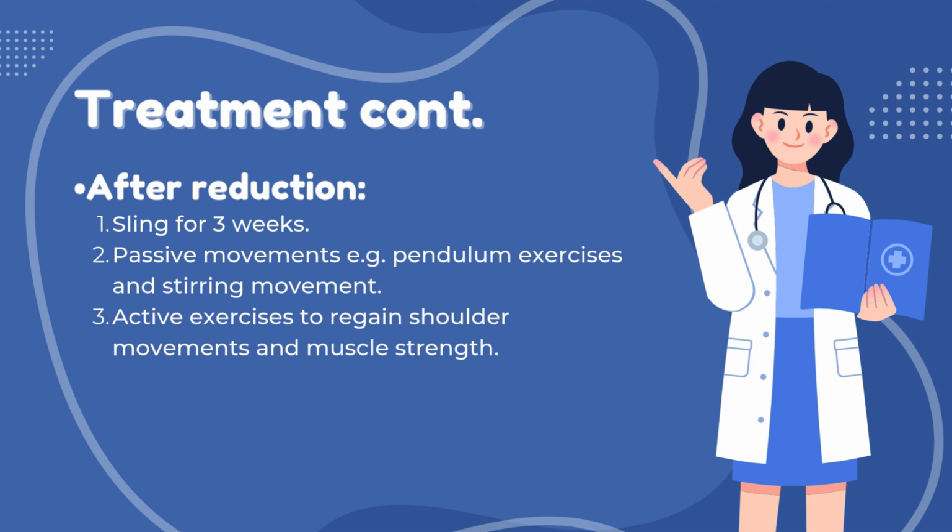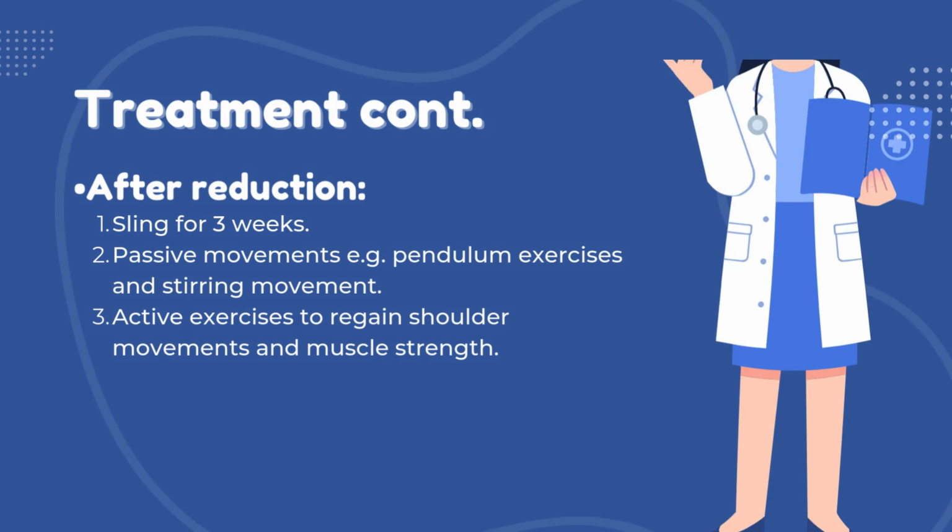The arm is put in a sling for 3 weeks. After 2 weeks, when you see the patient, passive movements might be commenced. These are like pendulum exercises and steering movements. After 3 weeks, active exercise of the shoulder should be undertaken to improve mobility of the joint and muscle strength.